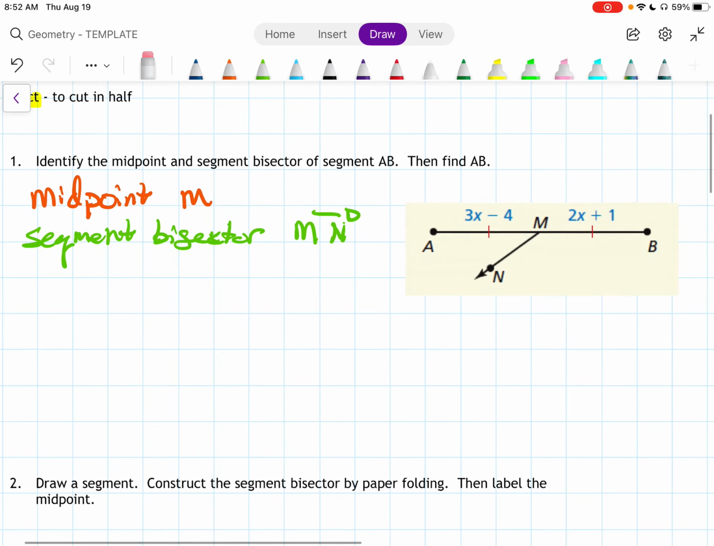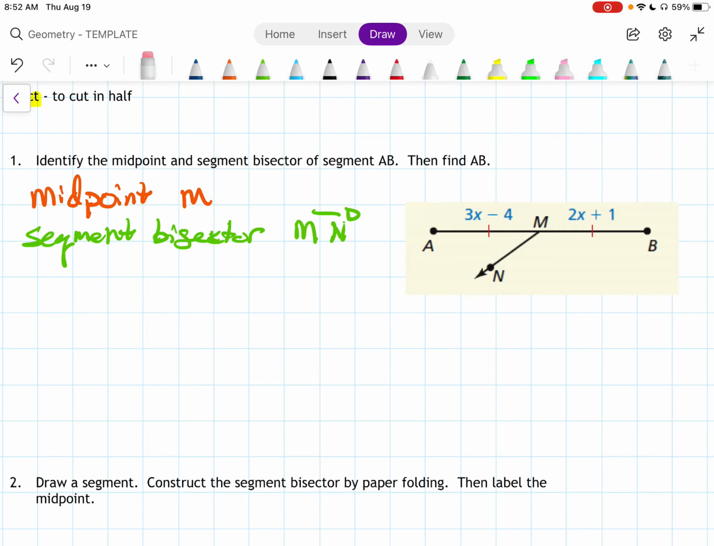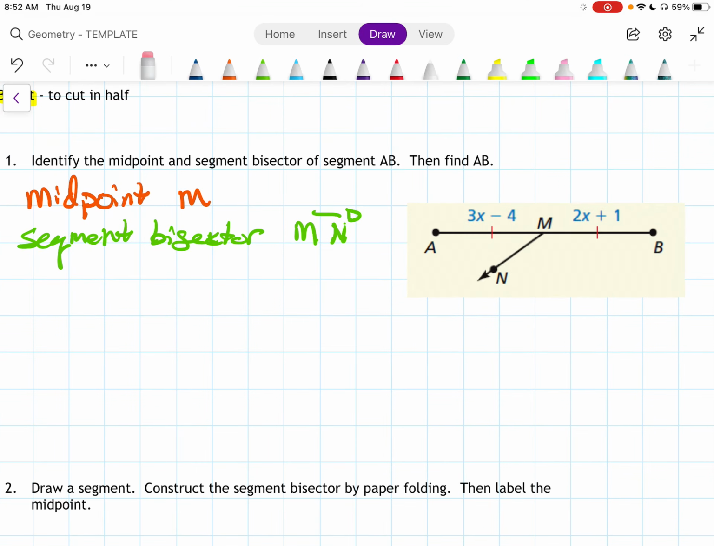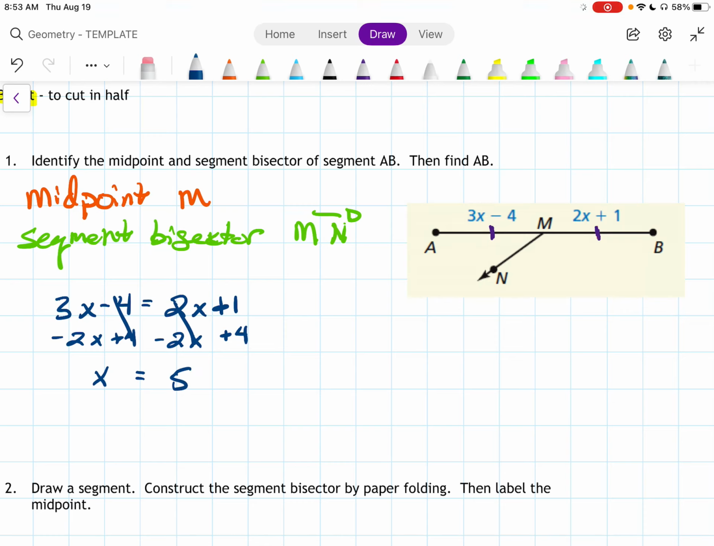So we're just trying to find AB. We have these two pieces that are cut in half. It's marked on there that they're equal. We have some x's in there I'm going to have to solve. So I'm going to say, to start off, 3x minus 4 equals 2x plus 1. Whenever I solve, I'll subtract 2x from both sides, and I'll add 4. That leaves me with x equals 5.